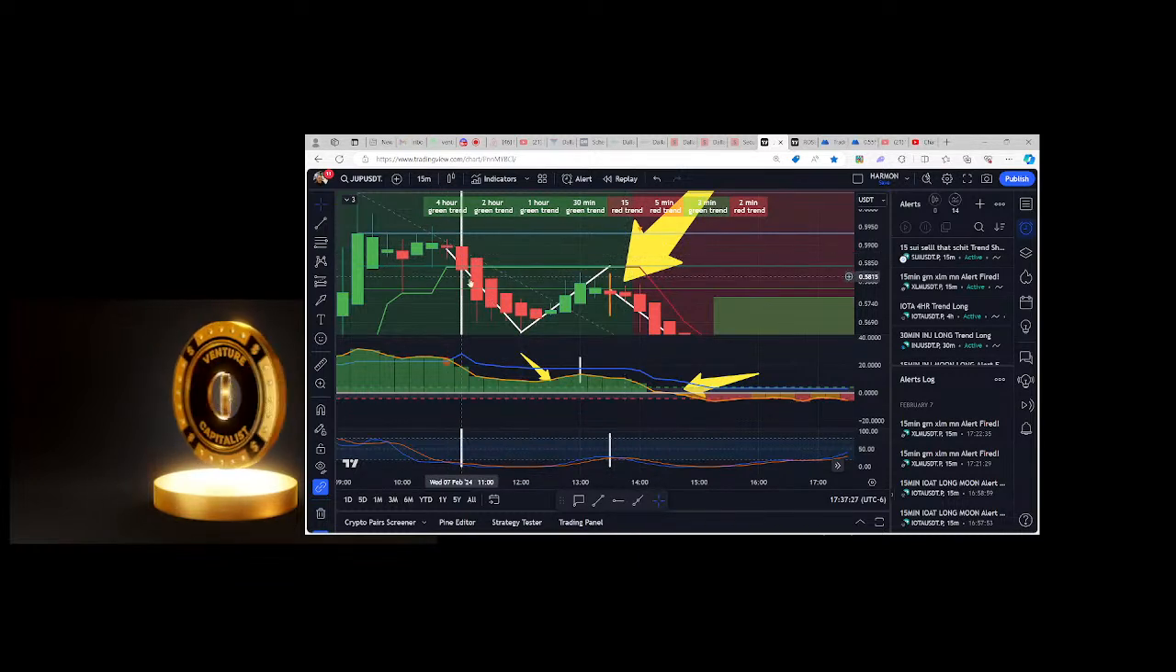Now that I'm watching my 15-minute go down, I see the 1 hour has a red moon. That's going to double confirm the fact that this is probably getting weak.